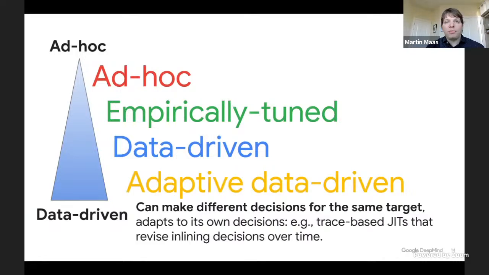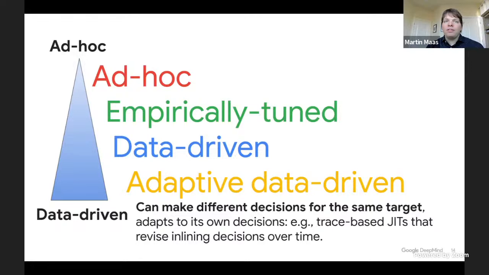And then the fourth type of policy is an adaptive data-driven policy. In this case, you do the same thing, but you can actually revisit your decisions at runtime. So for example, if you have a just-in-time compiler running within a system, it can continuously measure the application, revisit any decisions that it made, and then revise inlining decisions over time.